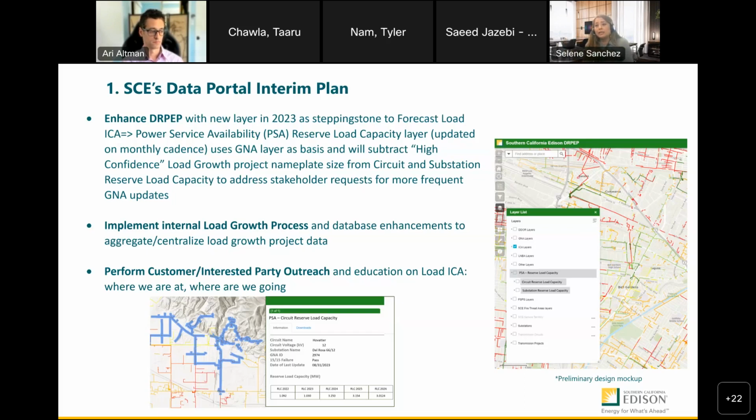We're also looking at consolidating and performing some enhancements to our load growth project data, combining and streamlining those processes. And we are also very interested in partnering with our customers and providing more outreach and education in terms of what Load ICA does provide today, where we're at, where we're going, and then how to use the information. Next slide, please.